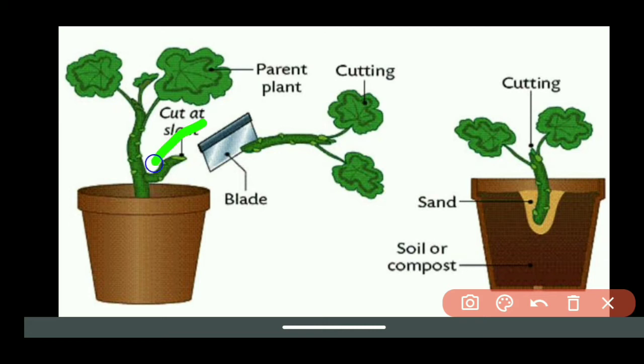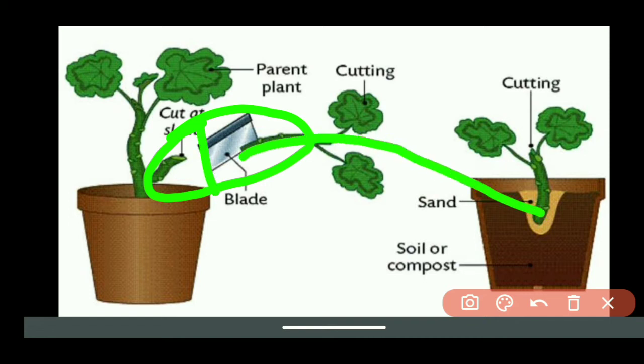A stem is a vegetative part of the plant. So what they are doing here is cutting a part of the stem and cultivating it in a different pot. When we cut a part of the stem and cultivate it in a different pot with sand and soil or compost, this plant will germinate as a new offspring.